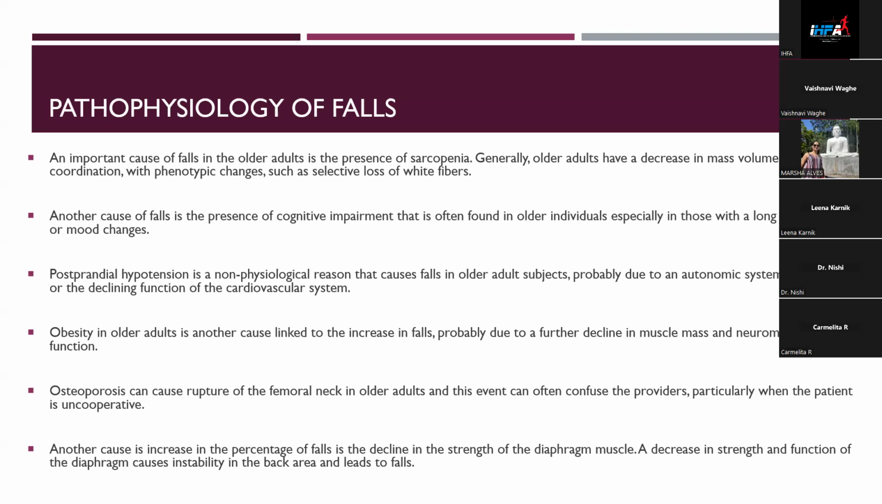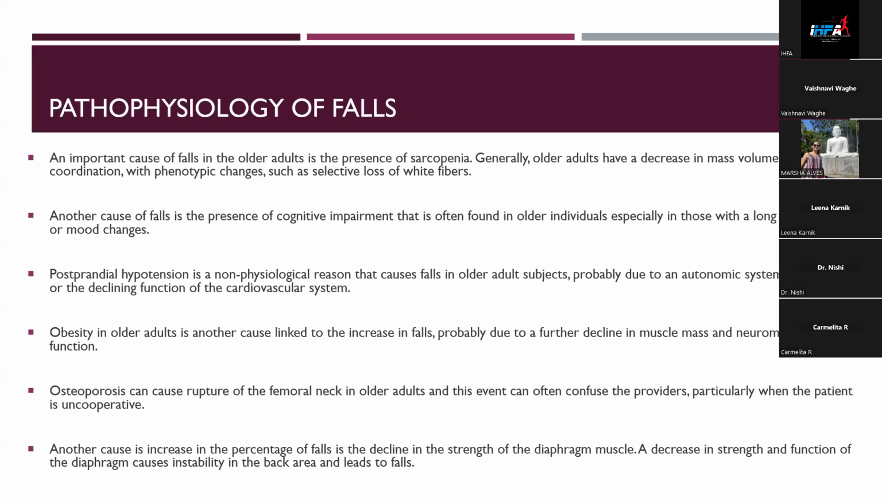Everyone clear? Any difficulty with the pathophysiology? So one is sarcopenia, second is higher mental function, which is a cognitive problem. Third is the cardiovascular system, where it's postprandial hypotension, very commonly seen. Obesity, which is one of the metabolic disorders. Osteoporosis, which is specifically the bone problem. And the next comes your major core.